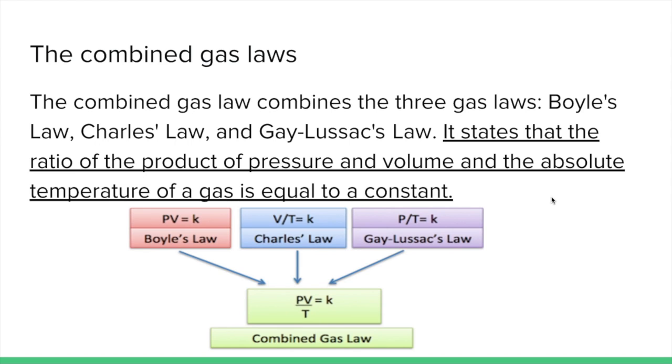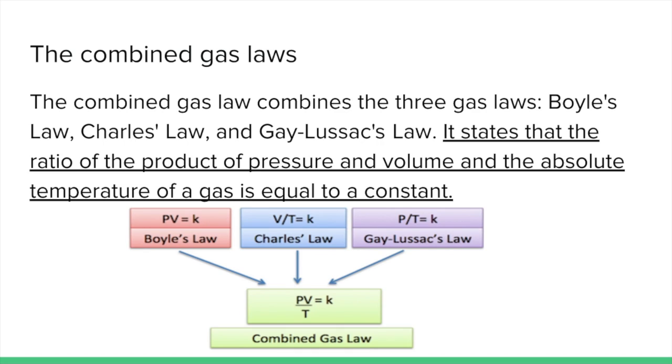The combined gas law. The combined gas law combines the three gas laws, Boyle's law, Charles' law, and Gay-Lussac's law. It states that the ratio of the product of pressure and volume and the absolute temperature of a gas is equal to a constant. You might want to write that down.